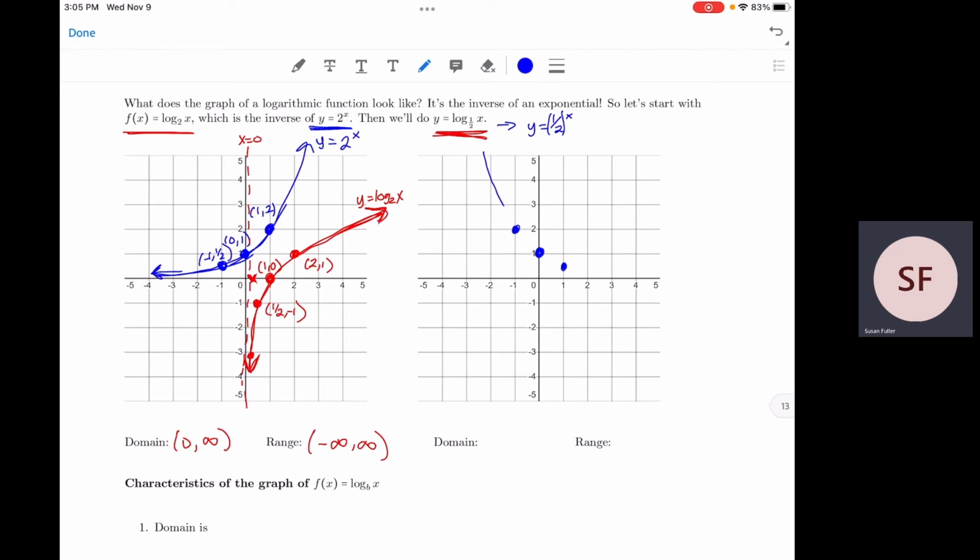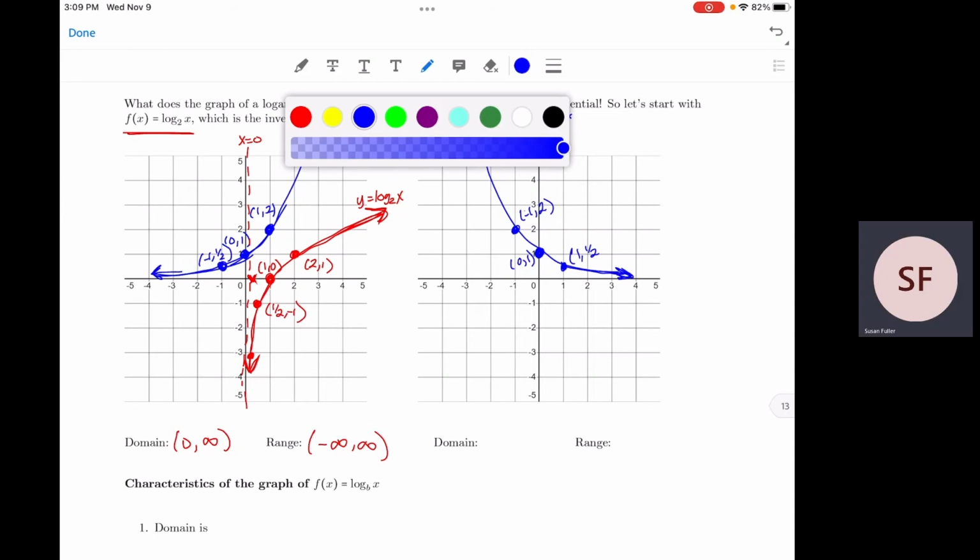And now we've got some points. We'll connect these, and you can see that this is an exponential decay function. It decreases from left to right. Let me label these. This is the point 1, 1/2. This is the point 0, 1. And this is the point -1, 2.